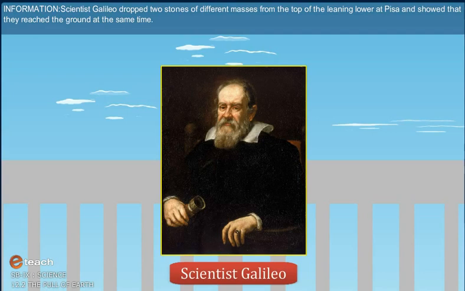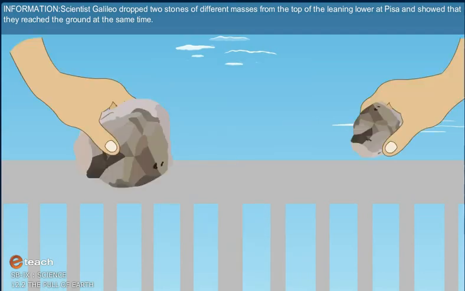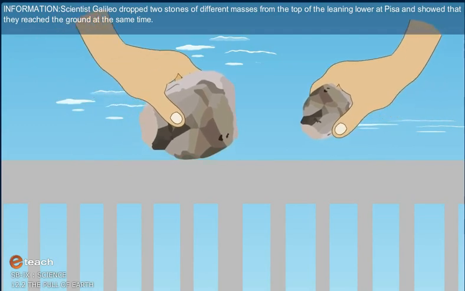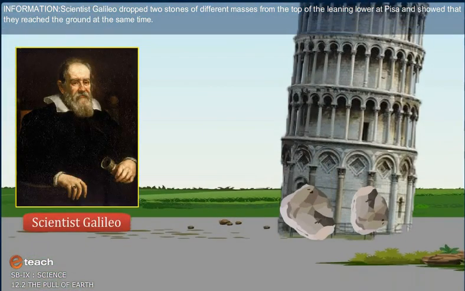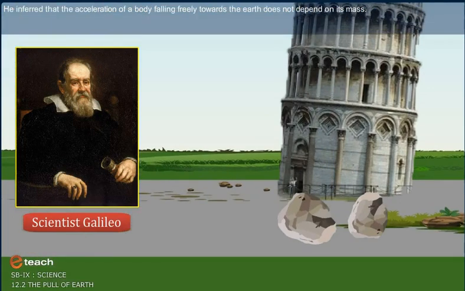Information. Scientist Galileo dropped two stones of different masses from the top of the Leaning Tower of Pisa and showed that they reached the ground at the same time. He inferred that the acceleration of a body falling freely towards the Earth does not depend on its mass.